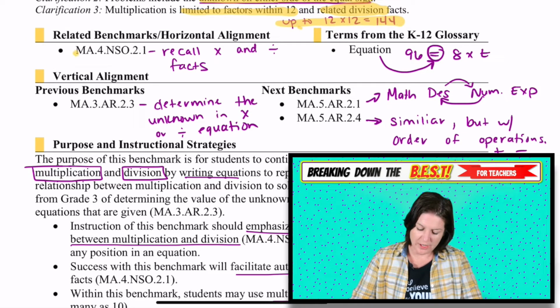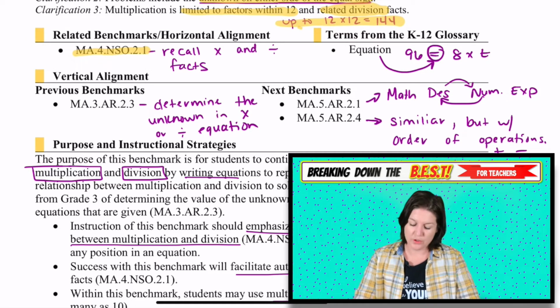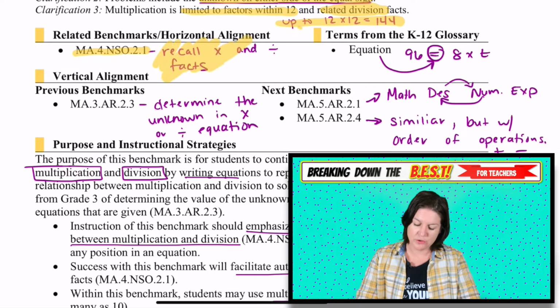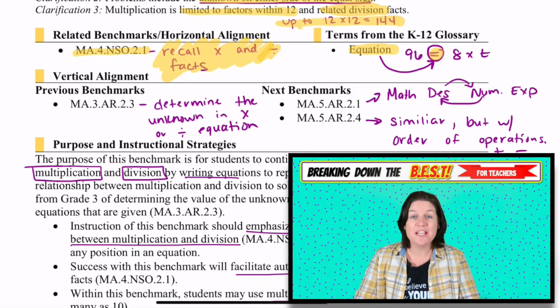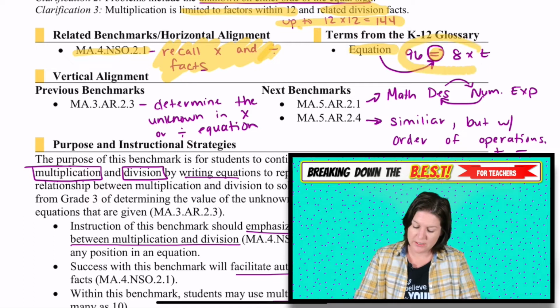The standard that's going to help us is 4.NSO.2.1, where students are expected to recall their multiplication and division facts. This term right here, the word equation, means that there is an equal sign present. So this right here is an equation right there.